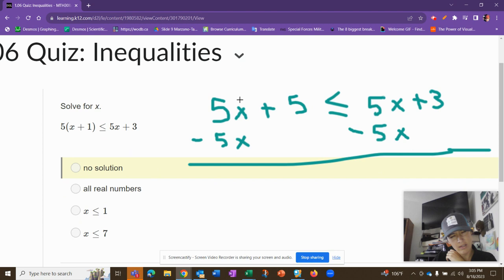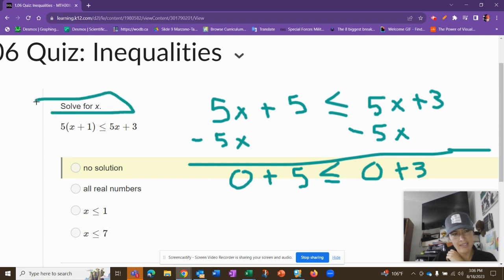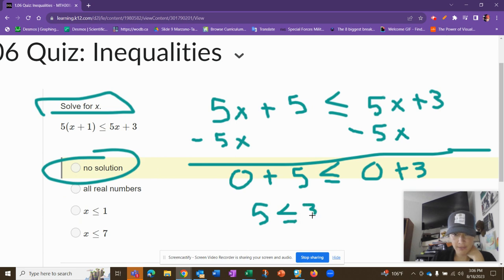All right, well, 5x minus 5x equals 0. So I'm just going to write it. It does cancel. 5 is less than or equal to 5x minus 5x. Solve for x. Well, the x is gone. No solution. Let's keep going. 0 plus 5 is just 5, less than or equal to 3. 5 less than or equal to 3 is not true. And that's why there's no solution.